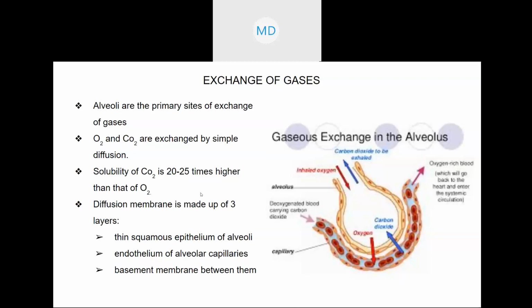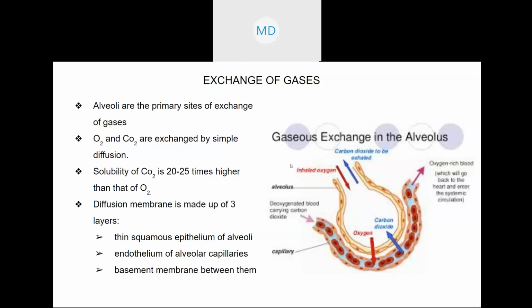First of all, we will look at this diagram and at the structure of the alveolus. This is the wall of the alveolus. This wall is known as the thin squamous epithelium, the squamous epithelium of the alveolus. I have spoken of simple diffusion, so it diffuses across the membrane. What membrane? The diffusion membrane, which is made up of three layers.